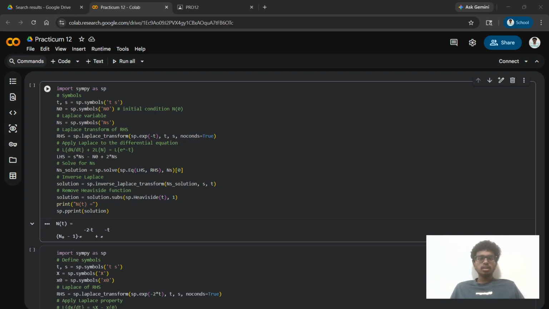First, let us consider question 1, which analyzes network traffic burst. The system is modeled using a first order differential equation where the rate of change of the number of packets plus 2 times the number of packets is equal to an exponential decreasing input. This represents a situation where a sudden burst of packets arrives and then gradually reduces over time.